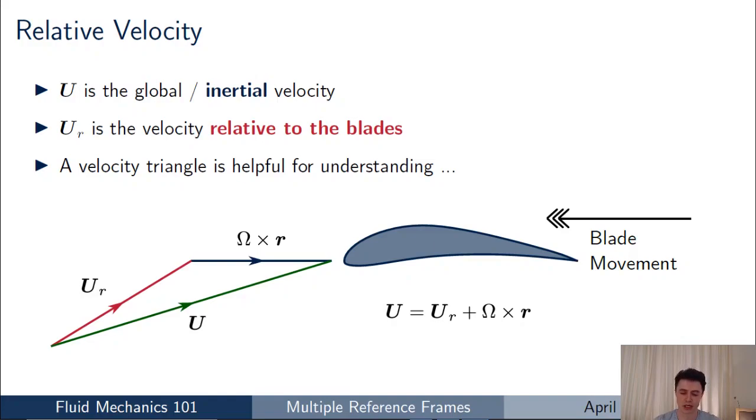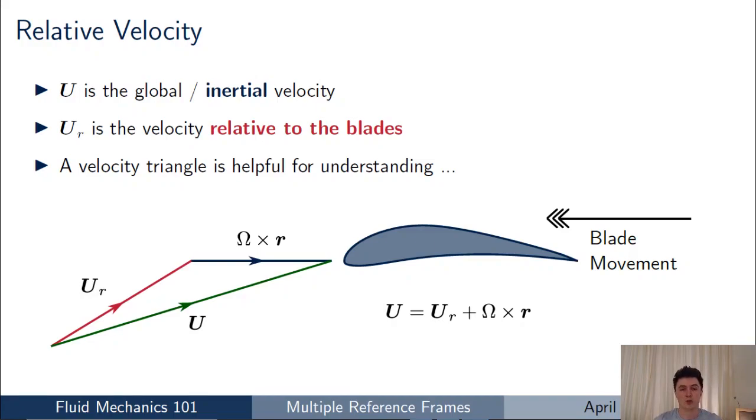So this is the velocity relative to the motion of the blade, or what you would see if you were standing on the blade. And the way to think about these velocity components and how they're connected is with a velocity triangle. So the global or inertial velocity given by the symbol u there is the large vector shown in green. And in the picture, I've got this section of the blade moving from right to left across the screen. So the blade is translating from right to left as we're looking at it.